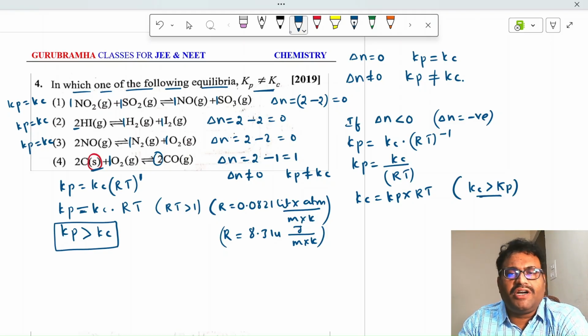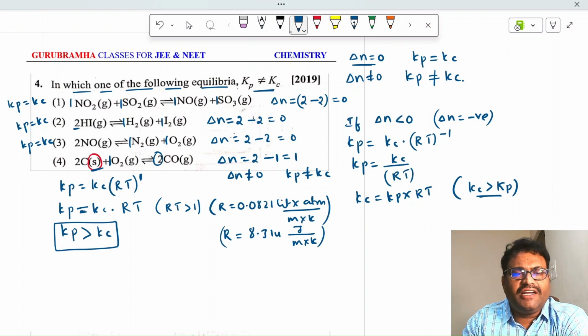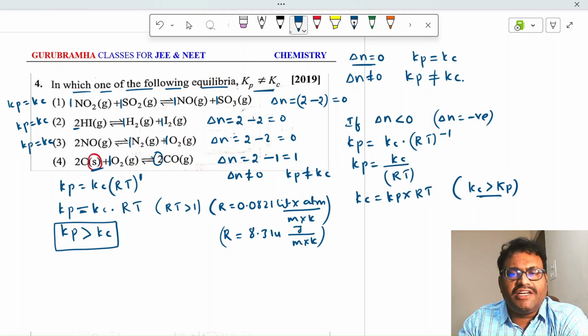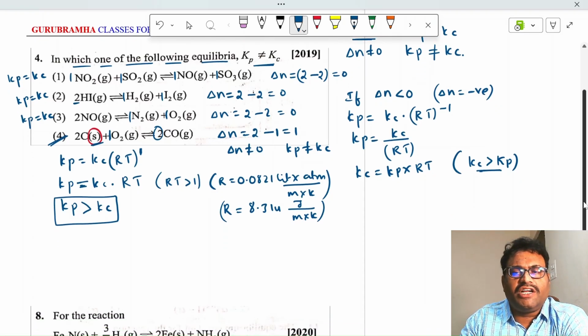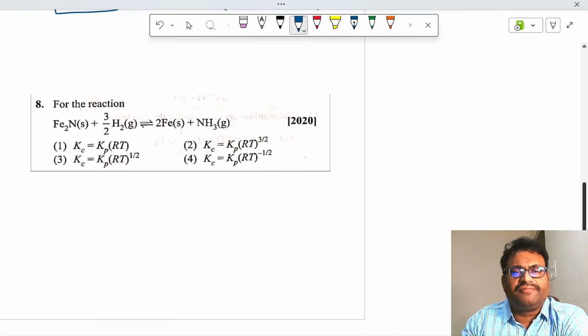So what we need to understand is, if delta N is equal to 0, Kp is equal to Kc. If delta N is not equal to 0, Kp is not equal to Kc. If delta N is greater than 0, then Kp will be greater than Kc. And if delta N is less than 0, then Kc will be greater than Kp. So these are the conditions which we need to remember. So here the answer will be the fourth option, because delta N is not equal to 0. Very simple question.